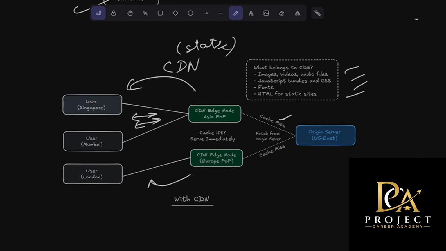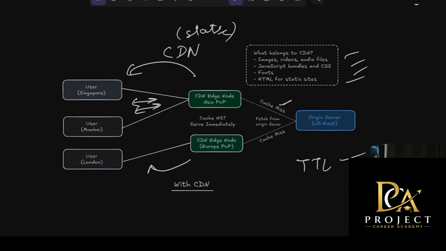So the simplest solution is for each entry to be assigned a TTL value, time to live. So the file can expire after an hour. Once the TTL expires, the cached file is automatically removed. The next request will then fetch a fresh copy from the original server.